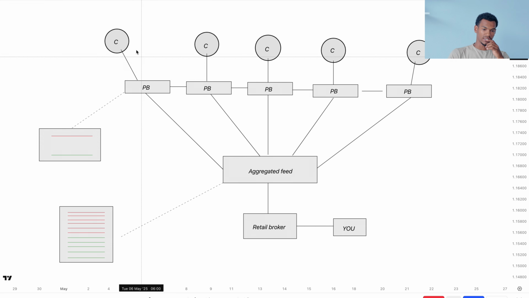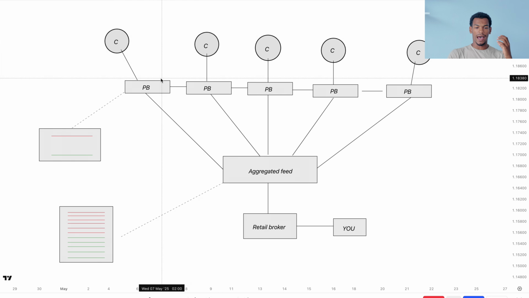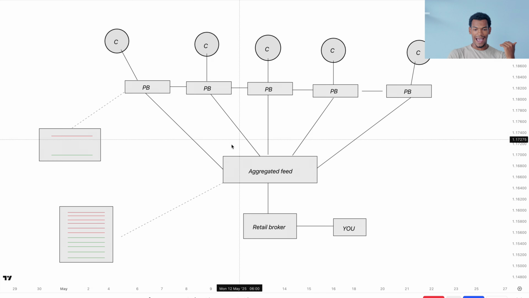And what that means is that, number one, all these banks, and usually it's in the interbank market, all the dealers will be in communication with one another, and they will all have credit lines with each other, and they can borrow and lend to each other, and the client will then have access to this. And they will also have access to the aggregated feed.